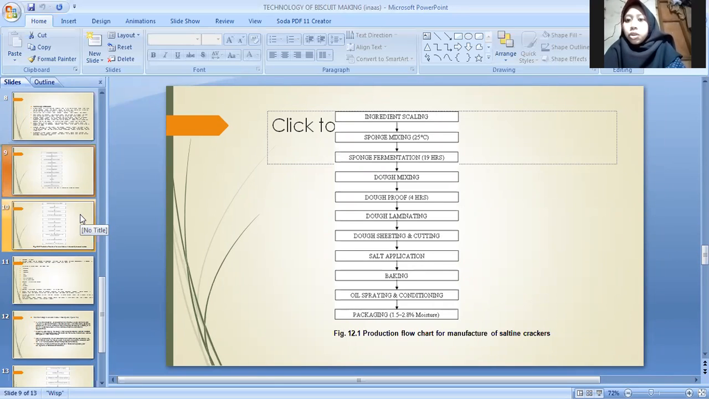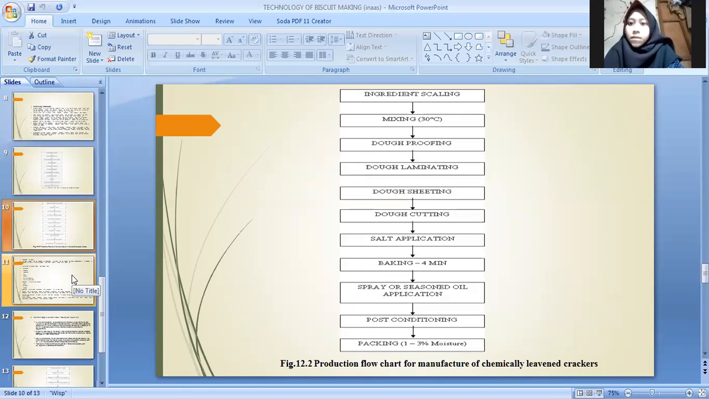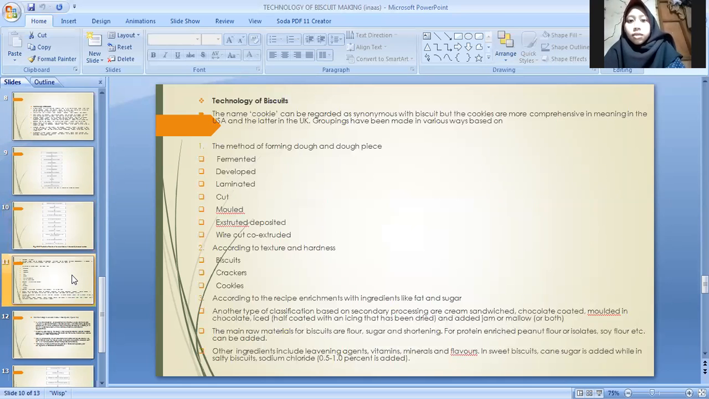This is figure 12.1, production flow chart for manufacture of saltine crackers. Next. And this is figure 12.2, production flow chart for manufacture of chemically leavened crackers. Next.